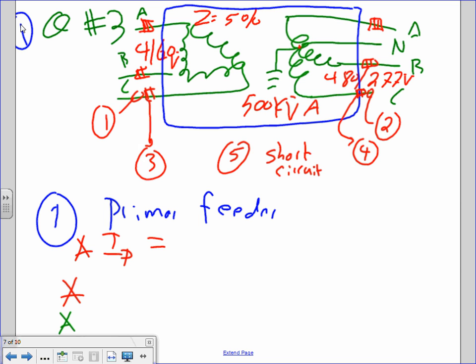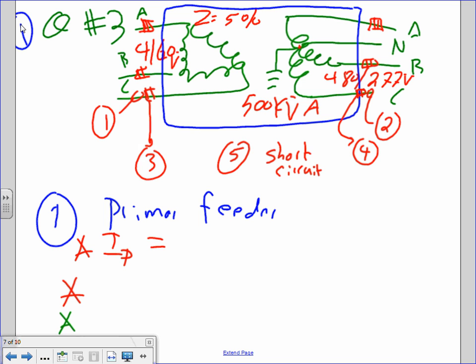The primary is 4,160. Can you guys read my scribble here? 4,160 volt. The impedance, Z, is 5%. On the secondary side, Adam, we have 480, 277. And I need to size the fuses and the conductors on both the primary and the secondary.